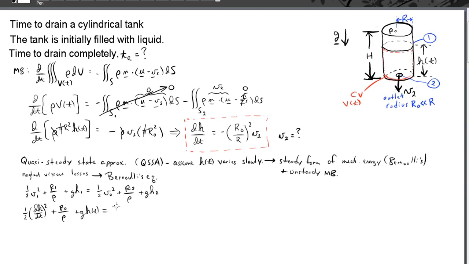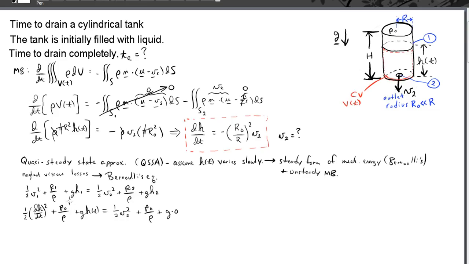Then we apply the same thing at position 2. We have 1/2 v2 squared plus the pressure at the outlet hole, which is in contact with the surrounding gas, is once again P naught divided by rho plus g times 0, because we take the reference plane for the gravity, for the potential energy, to be the bottom surface. You can take that to be anything that's convenient. It's convenient to set it equal to 0 at the bottom surface here.